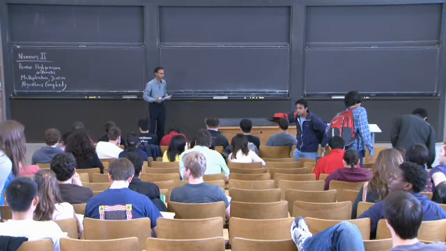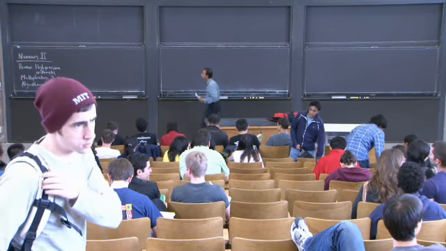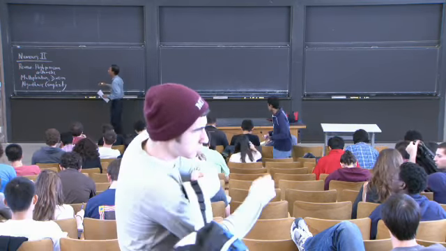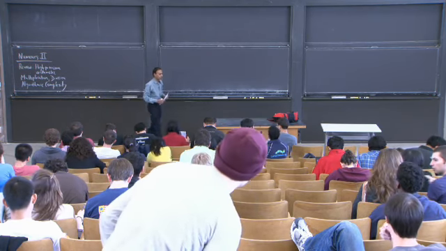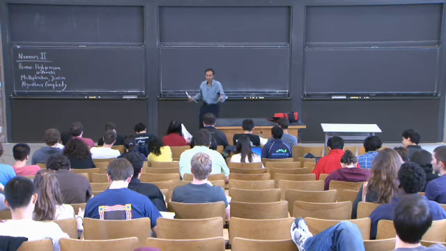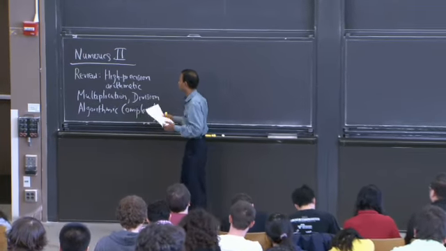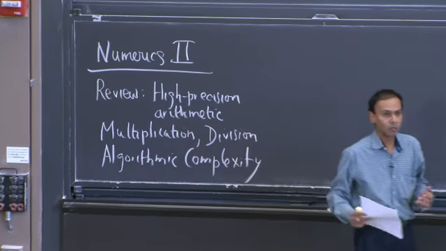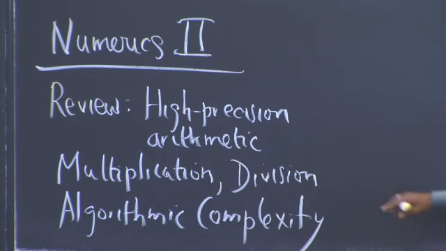Good morning, everyone. Let's get started. So, the second of two lectures on numerics. Last time, we had this motivating question of finding the millionth digit of square root of 2, or square root of quantities that end up becoming irrational. And we talked about high precision arithmetic, and we used Newton's method to compute the square roots.